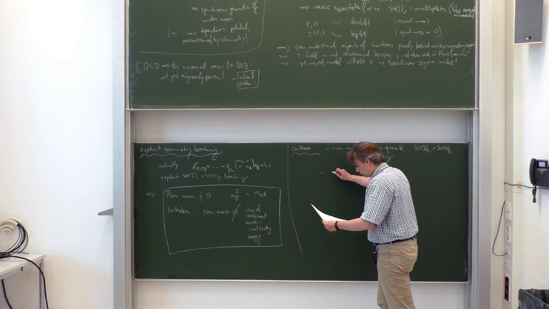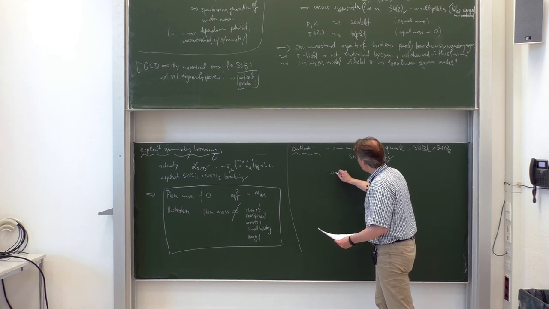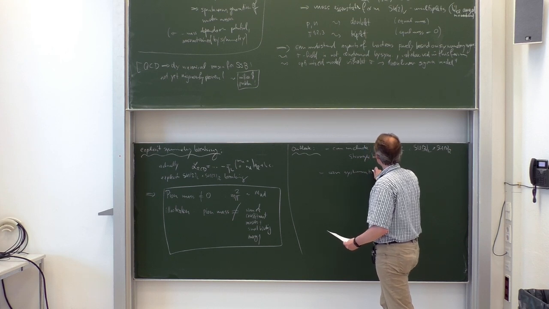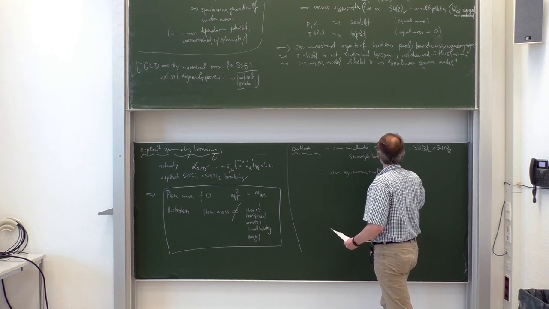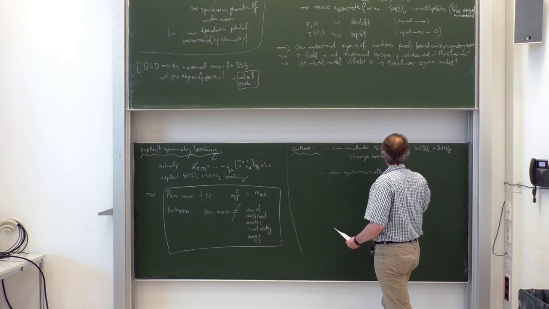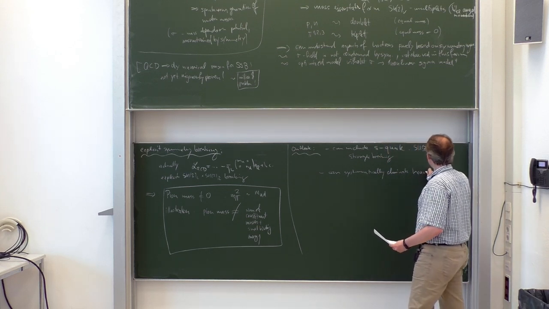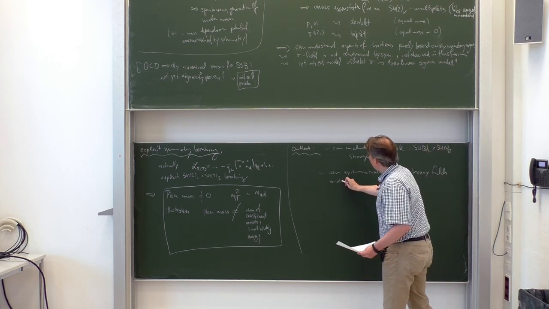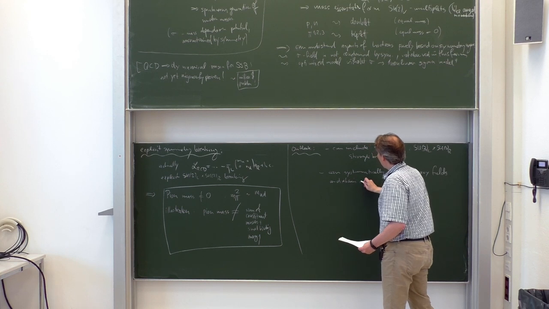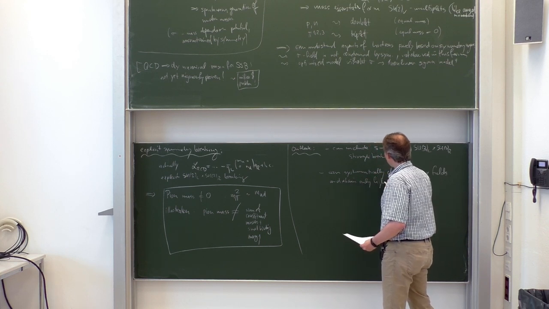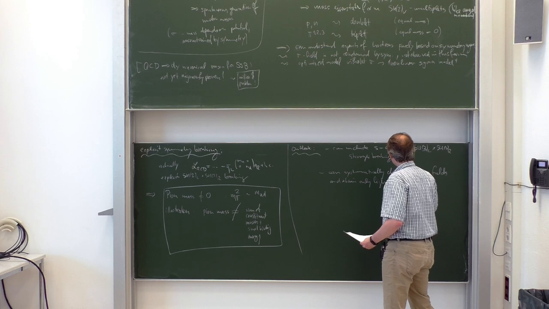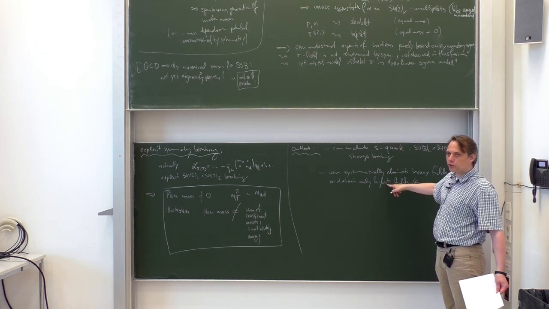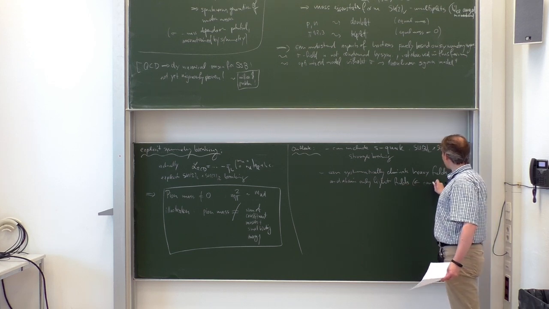Then you can systematically eliminate the heavy fields and retain only light fields. And that is important for two reasons. First of all, only the light fields are really constrained by the symmetries.